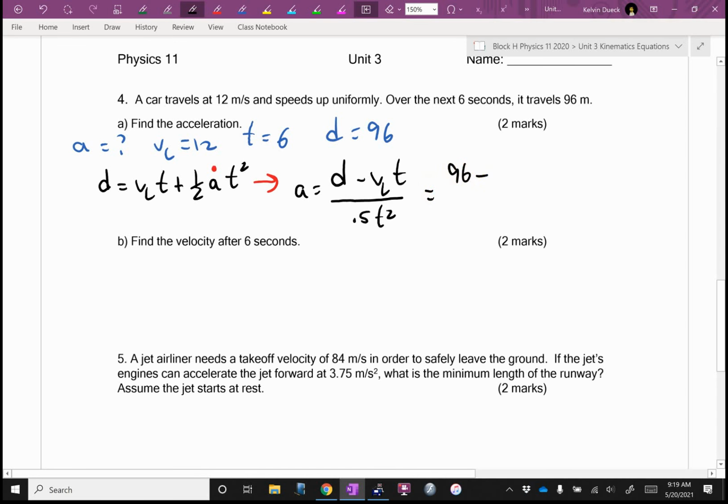96 minus 12 times 6 divided by 0.5, 6 squared. I might be able to do this in my head. 12 times 6 is 72. 96 minus 72 is going to be 24. It's going to be 48 over 36. Divided by 12, divided by 12, 4 over 3. Is it 1.3 repeating? Wow.